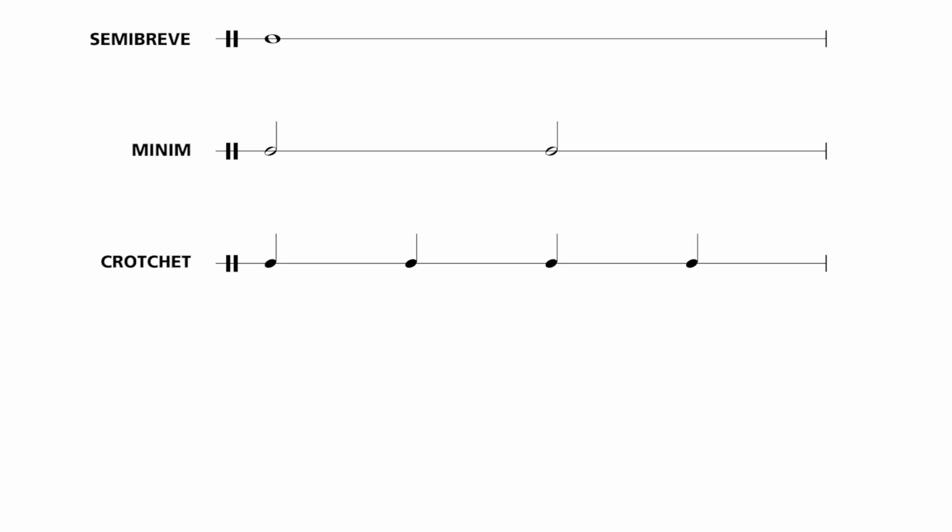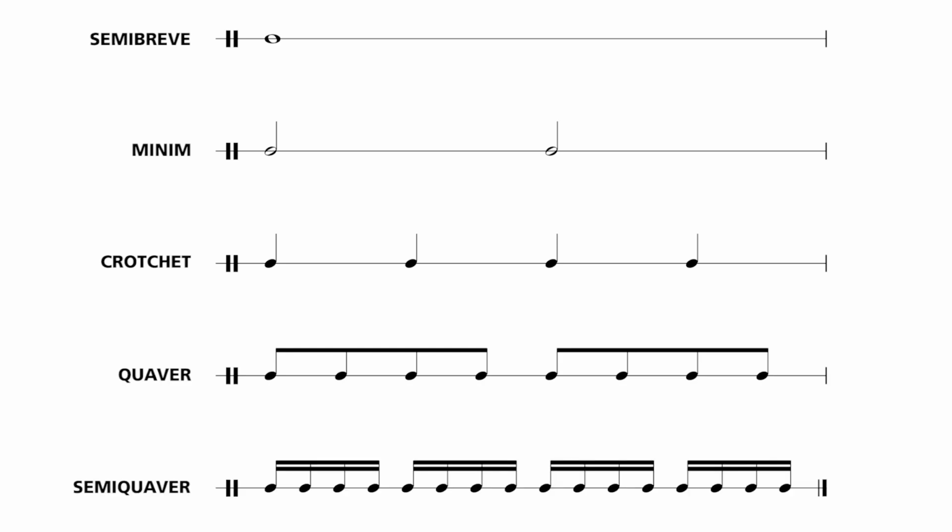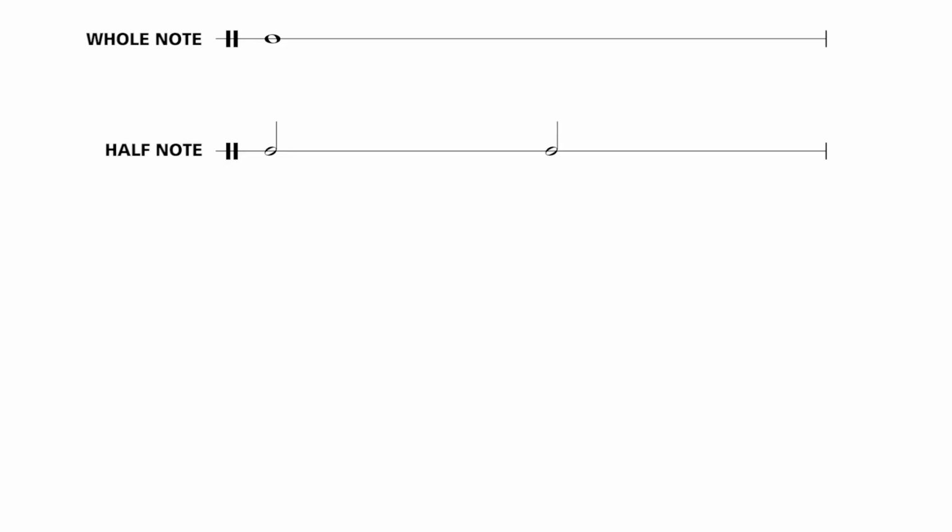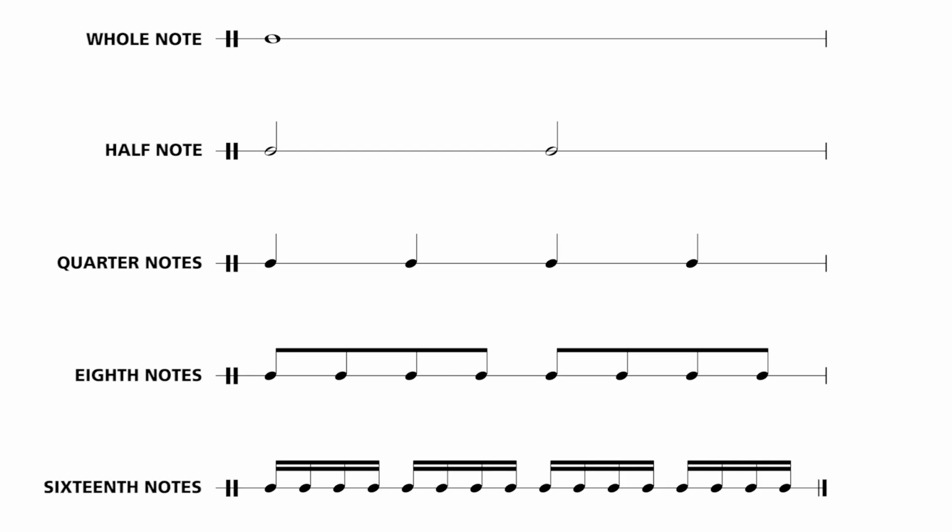In this lesson, we will introduce semiquavers, notes that are half the value of a quaver. But before we talk about those, I'm going to talk a little bit about time signatures. Here are the 5 basic note values we deal with: semibreves, minims, crotchets, quavers and semiquavers. Think back to lesson 1 when I told you about the American names for the same notes. They are whole notes, half notes, quarter, eighth and 16th notes.